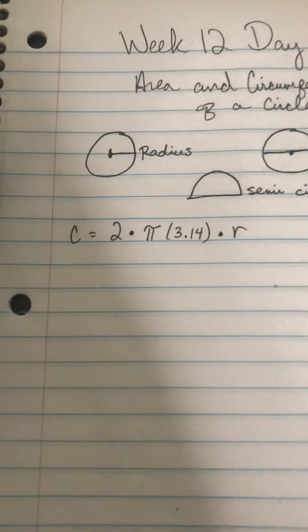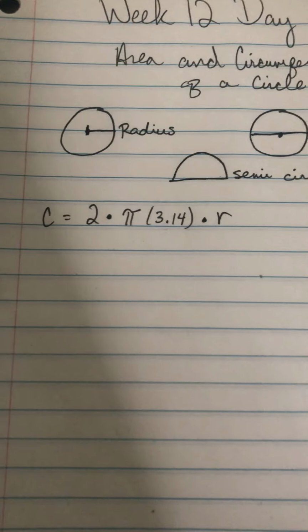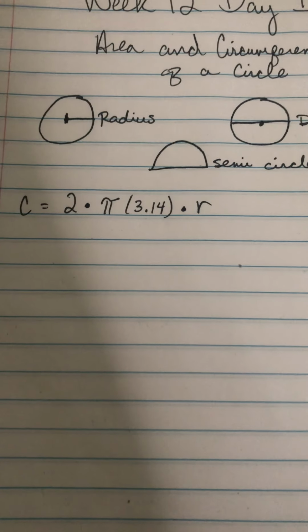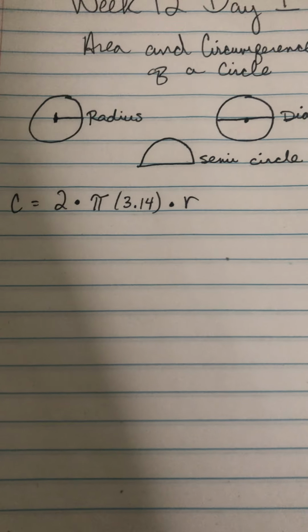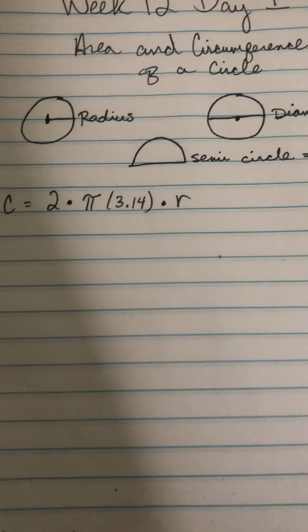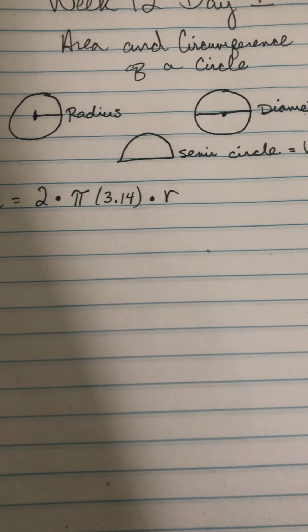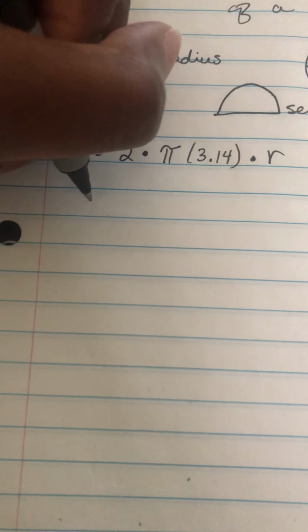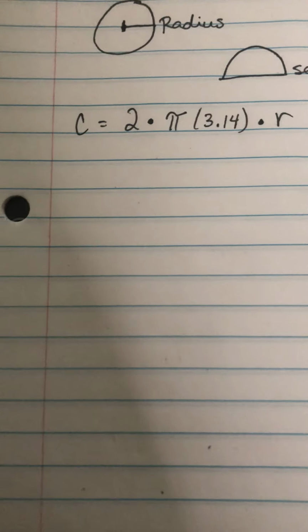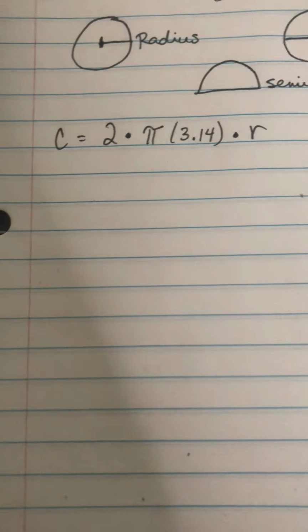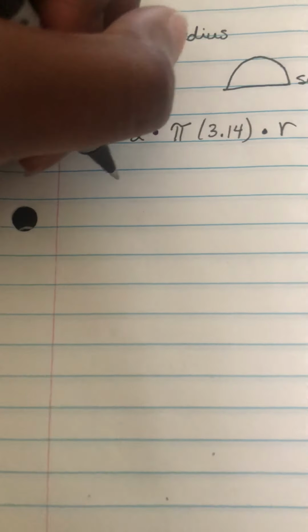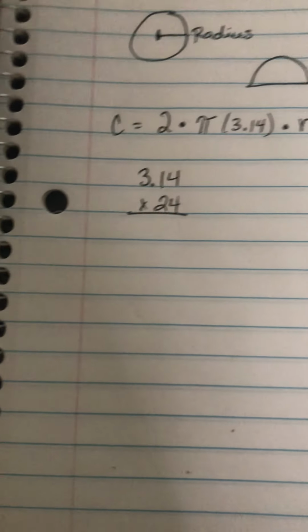So let's take a look at number 1. Number 1 says, what is the circumference of a circle with a radius of 12? All right, so we have 2 times pi times the radius. We'll do 2 times 12, because multiplication is interchangeable. 2 times the radius, which is 2 times 12, is 24. And then we could do 3.14 times 24. Again, you could use a calculator, but I'm just going to do it right here.